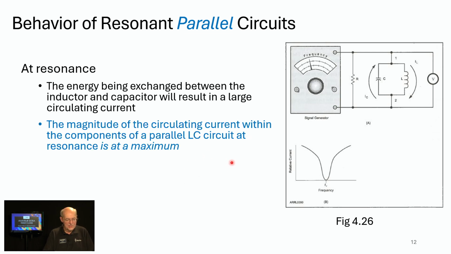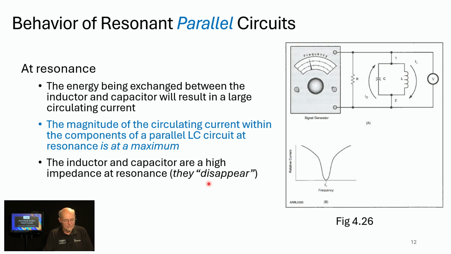And here's the way it appears in the pool. The magnitude of this is called a circulating current here. Magnitude of the circulating current within the components of a parallel LC circuit at resonance is at a maximum. So the circulating current is as high as it can go between these two components. One is feeding the other. It peaks at resonance. And as I said, these components disappear as far as the signal generator is concerned.